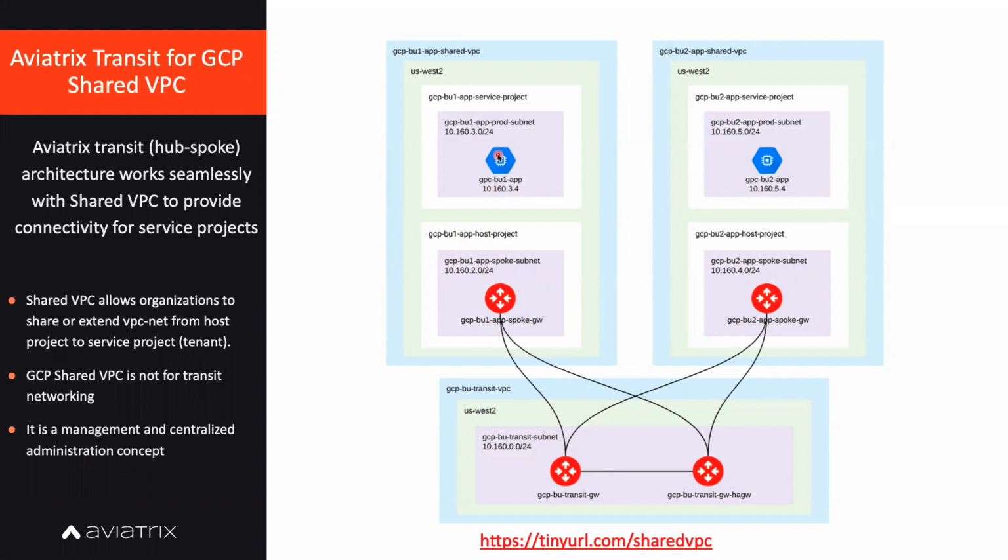going to shared VPC. Obviously, if you don't have a shared VPC, you can still achieve the transit routing and all the functionalities without shared VPC. But if you have a need for this type of architecture, yes, definitely we support that. And you can see the deployment details here on this URL.